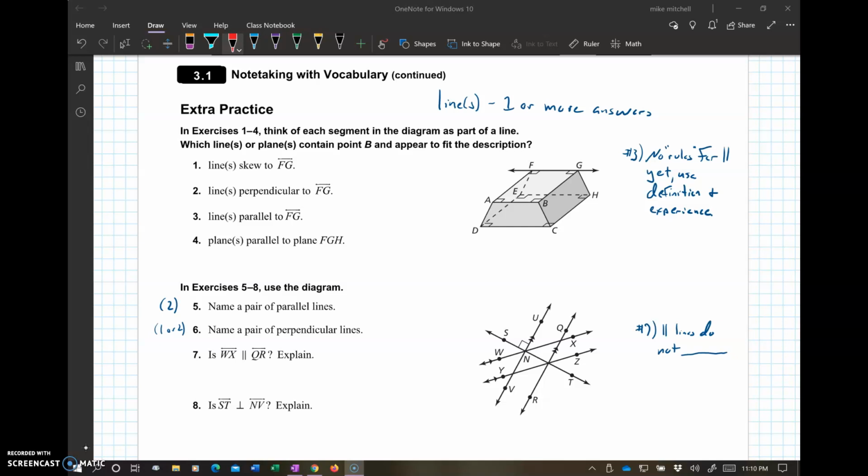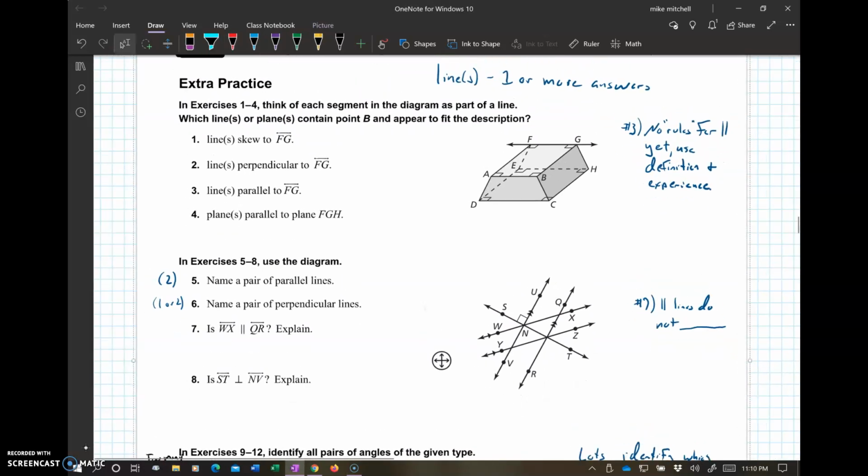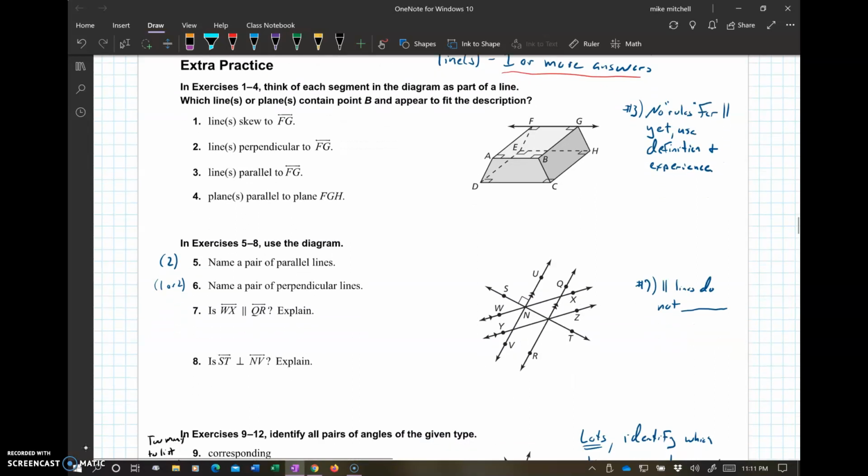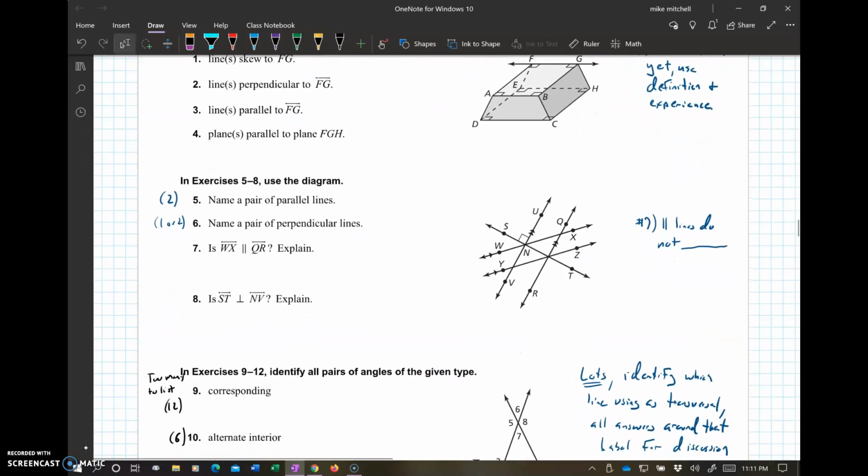So on this one, we're on 3.1 here. I forgot to mention earlier, notice when they say lines with the S in parentheses, that means one or more answers on there. It could be a line, it could be lines, same for planes. So these can have more than one answer. A couple of these I didn't like the answers. I mentioned that earlier. Name a pair of parallel lines.